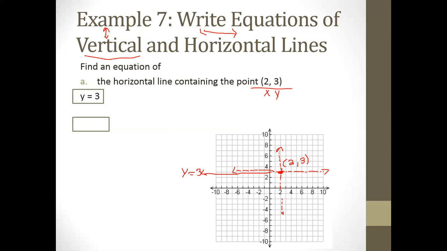Now the vertical line that runs up and down, you see how this line cuts through the x-axis at 2. So the equation of that vertical line is going to be x equals 2. So there you have your vertical and horizontal lines that go through (2, 3).